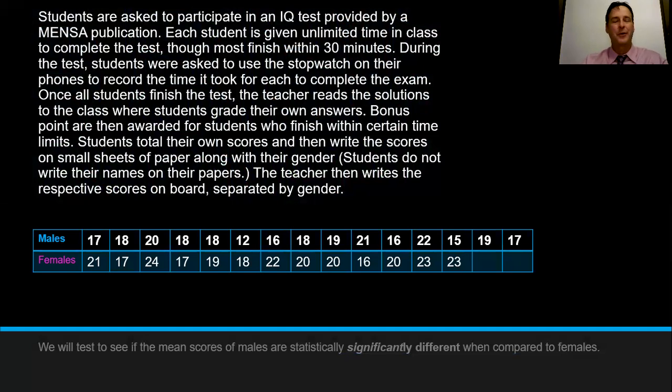First, note that the highest score that anybody could get is a 25. And that includes the bonuses that were allowed. You'll notice that I have 15 scores for the males and 13 for the females. And my question is, we will test to see if the mean scores for males are statistically significantly different when compared to females.